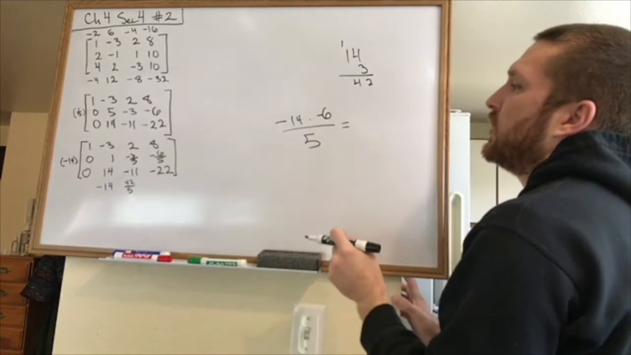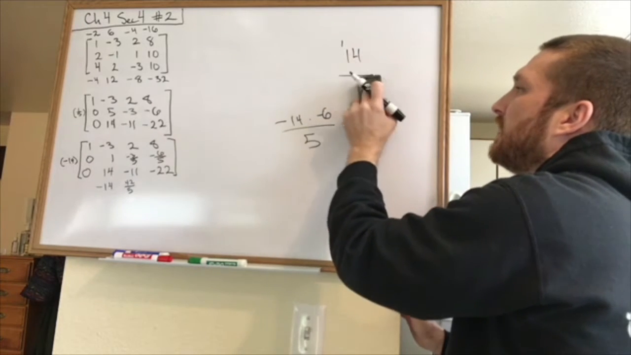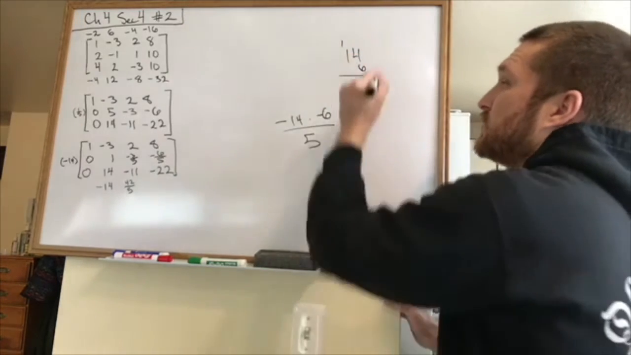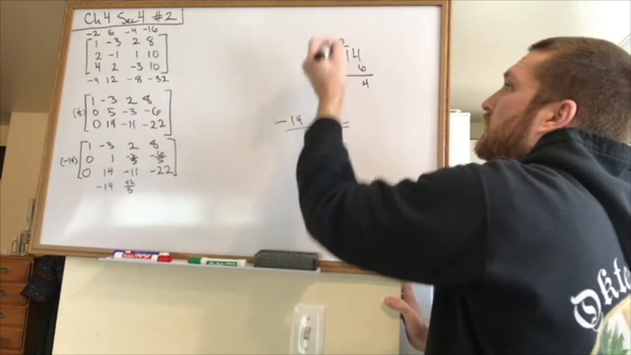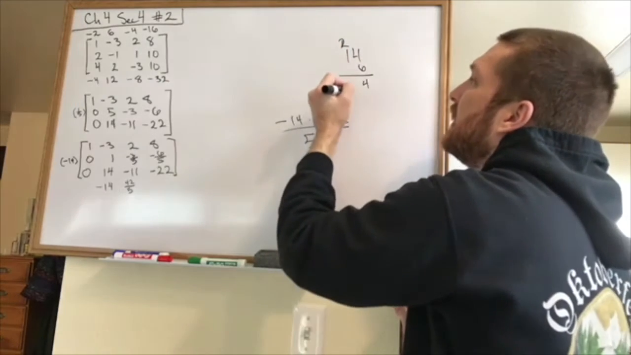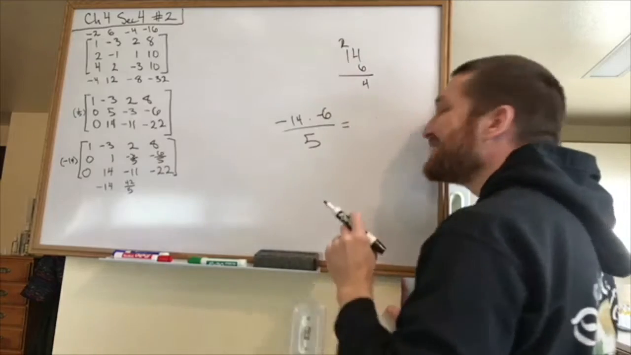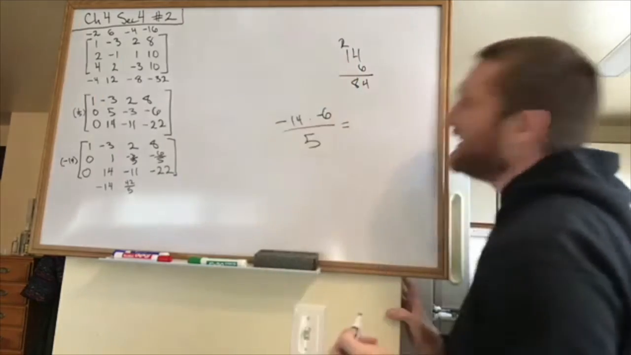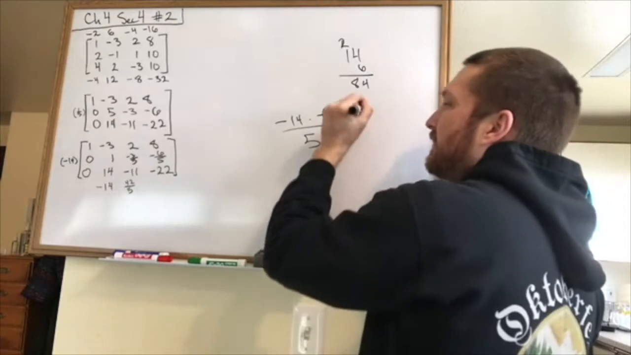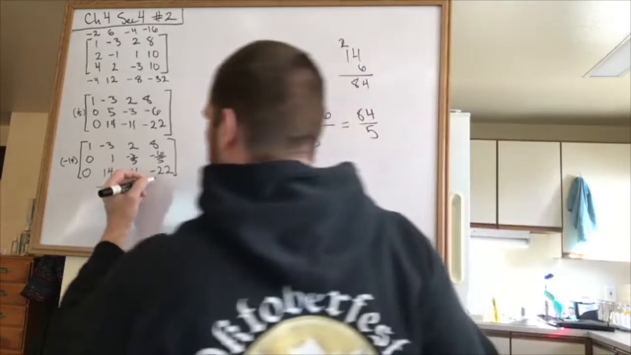Okay, so negative 14 times negative 6, we could figure out 14 times 6. Let's see, 4 times 6 is 24, carry the 2. No, 1 times 6 is 6, plus 2 is 8. That should be an 84. Okay, so positive 84 fifths is what we have here.